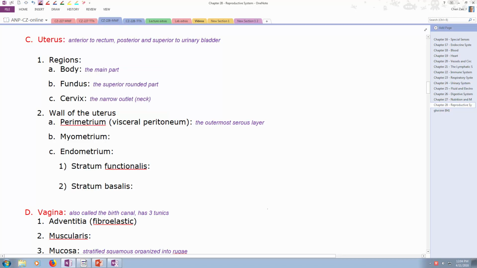So we made it through the ovary, we made it through the uterine tube, and now we are on the uterus. And it is anterior to the rectum, yep, posterior to the bladder, and slightly superior to that. And it is anchored in place by the broad ligament. And you already have notes similar to that.